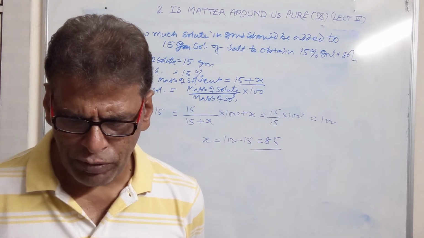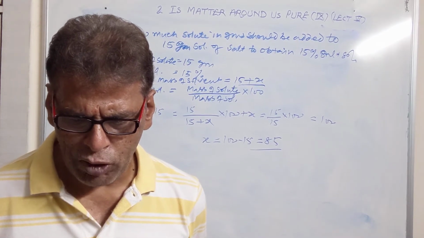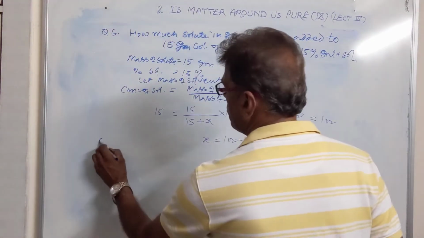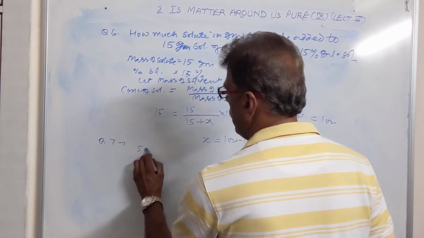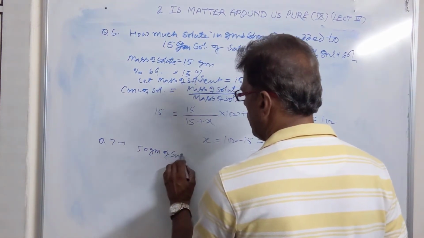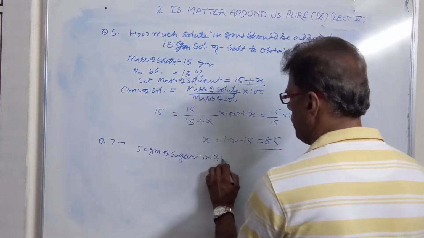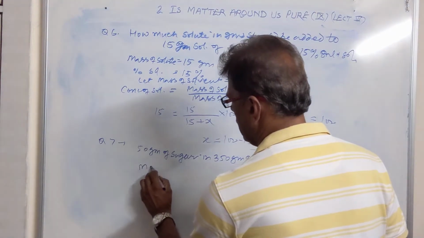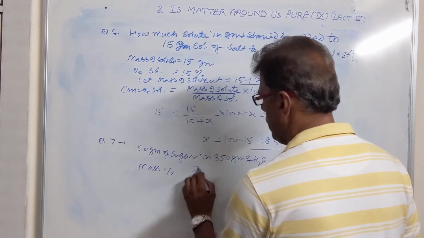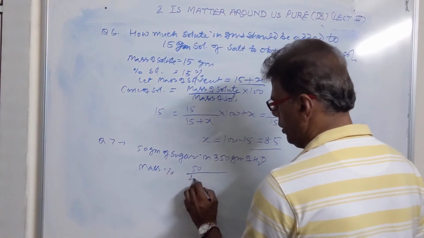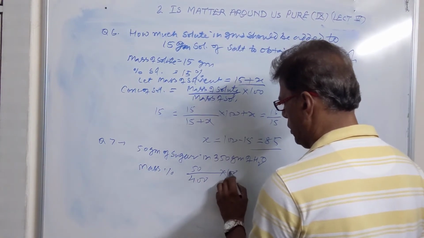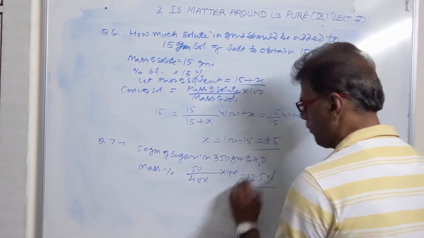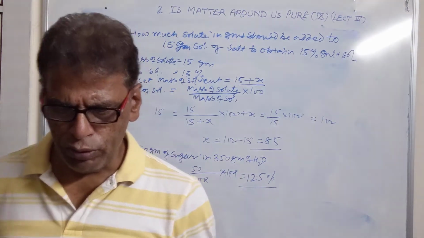A solution contains 50 gram of sugar in 350 gram of water. Now total weight of the solution is not given. To calculate the mass percentage, 50 divided by 350 plus 50, it is 400, multiplied by 100. So these zeros gone, then we have 12.5. So this is the way how to go for the problems.